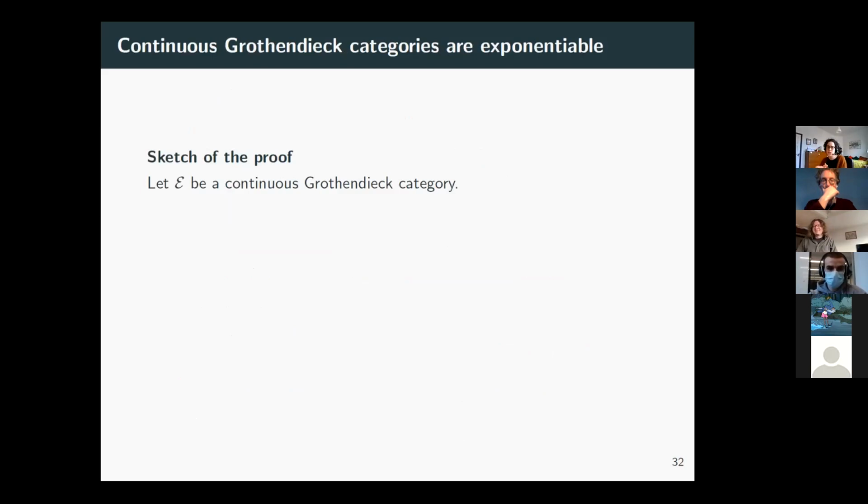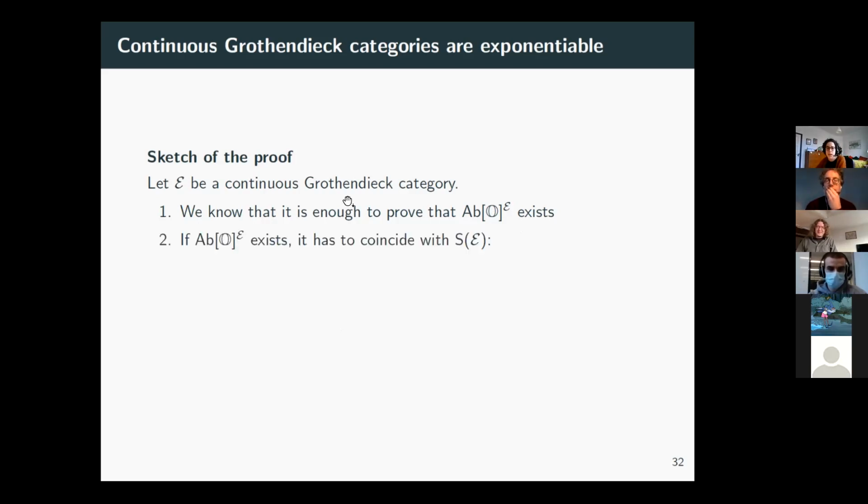Now let's go to the hard direction. Imagine your category is continuous and you want to show it is exponentiable. If E is continuous, first of all, we know it's enough to prove that this exponential exists. That's the first reduction we did just before introducing continuous and quasi-injective categories. First, we observe the following. Imagine this guy exists. Then it has to coincide precisely with applying S to E. E is a continuous category. We can apply this functor S.